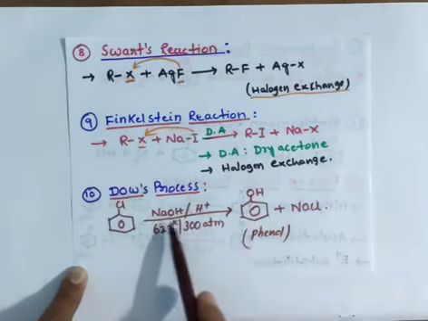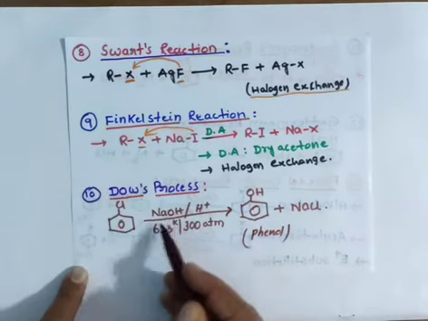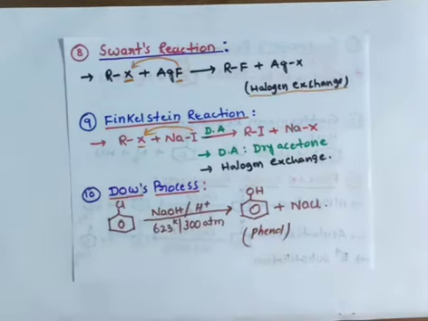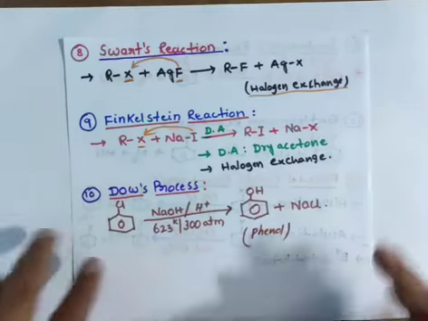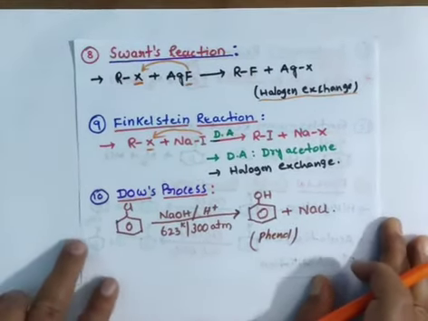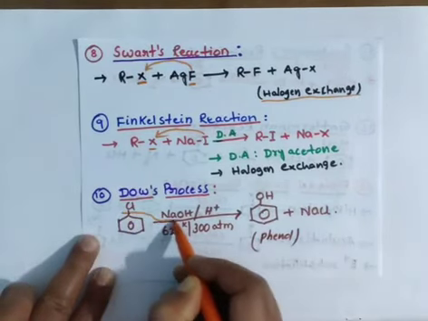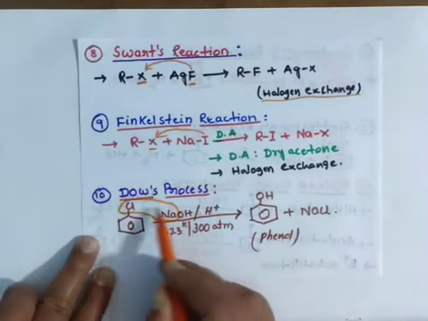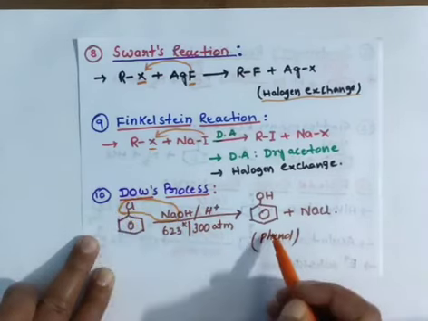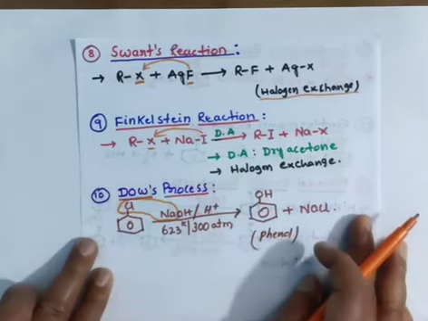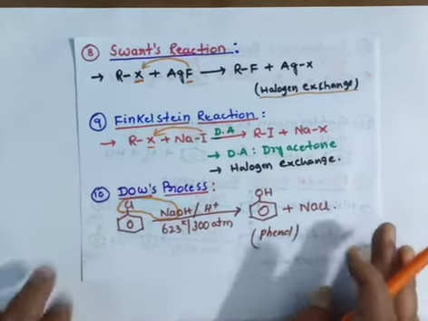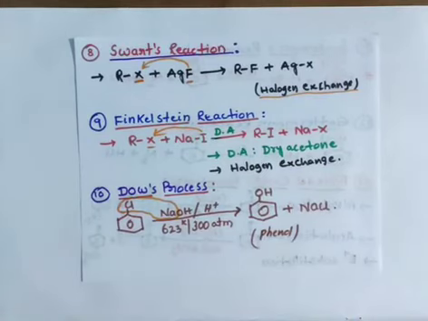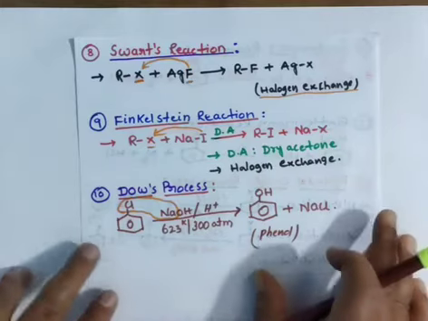So the OH group is formed here from sodium hydroxide. This Na reacts with this chlorine, and NaCl is removed. See how the reaction takes place. This Na and this Cl are removed as NaCl. This OH group we have will attack here as a nucleophile. You are getting phenol. This is Dow's process. By Dow's process, haloarenes are converted into phenols.